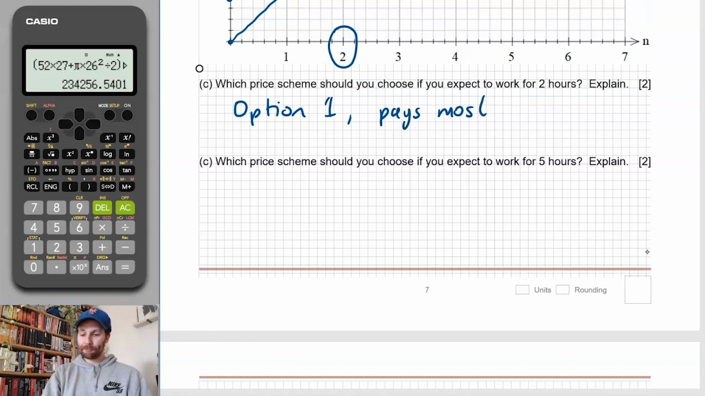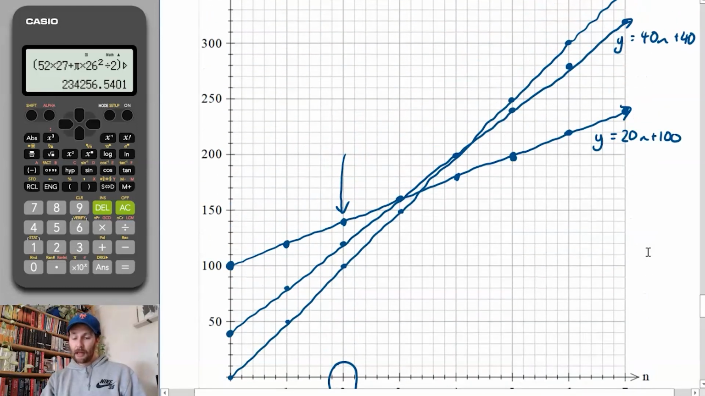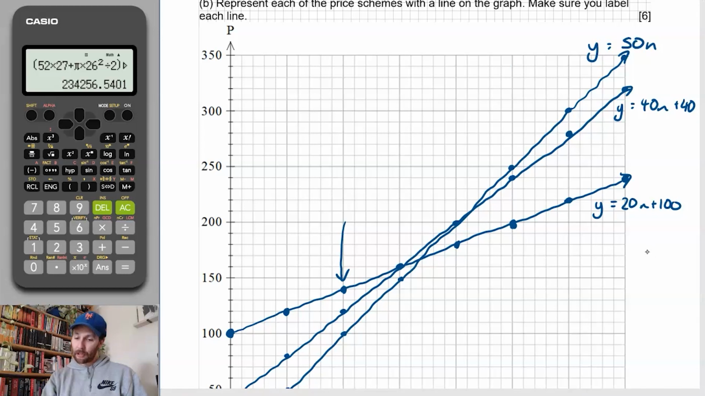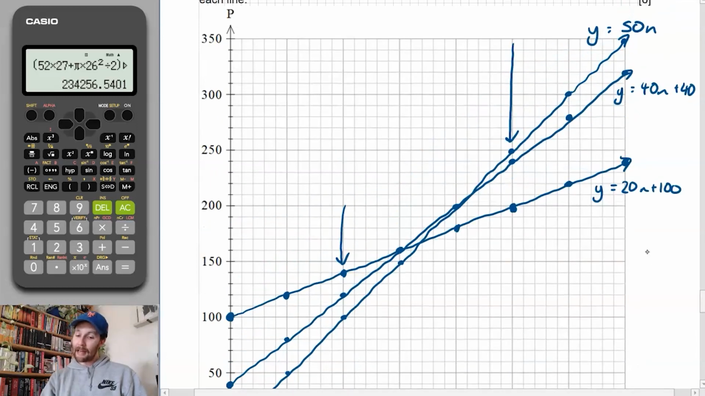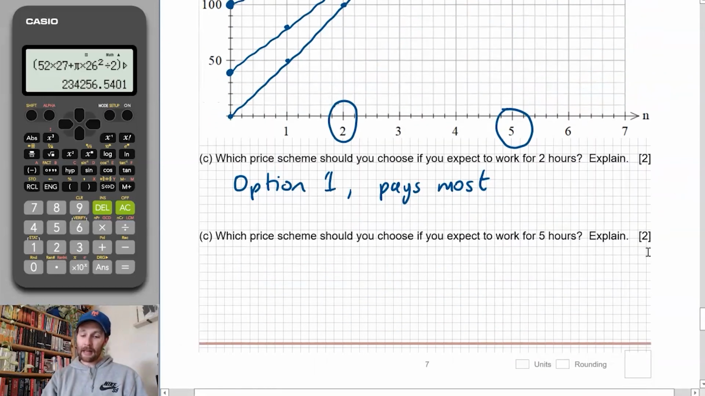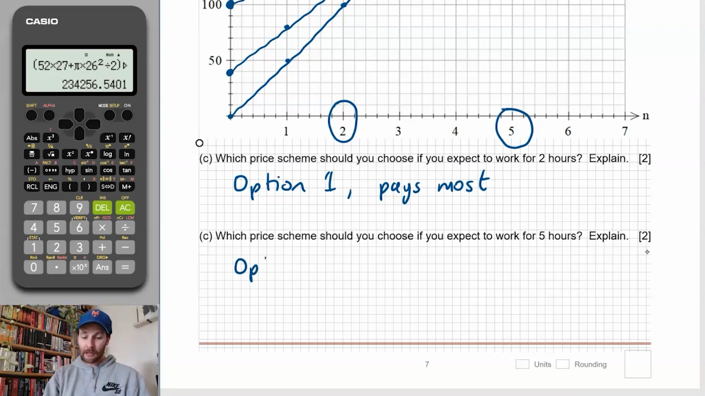pays most. Now, which price scheme should you choose if you expect to work for 5 hours? Same sort of deal again. Now we're going to look at that one there. So after 5 hours, I'm reading off 5 off the graph. That line that's going along here, that's going to pay us the most after 5 hours, which is y equals 50x. That is option 3. So I'm going to say option 3 because it pays the most.